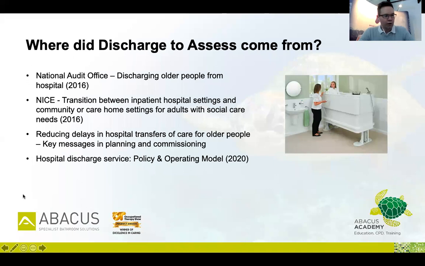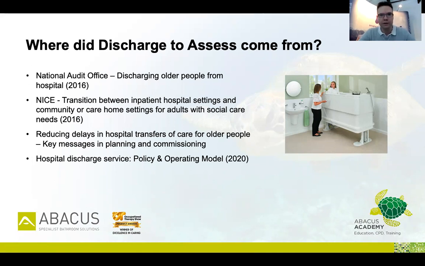So there's some relatively dry bits to go through first. I'm going to try and make them interesting for you. But I think it's really important that when we are discussing the impact of discharge to assess, we understand where it came from and actually what it's meant to be, how it's meant to be used, and what it's meant to achieve. So we're going to look at 4 key documents.